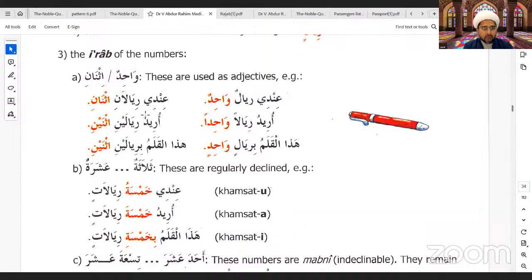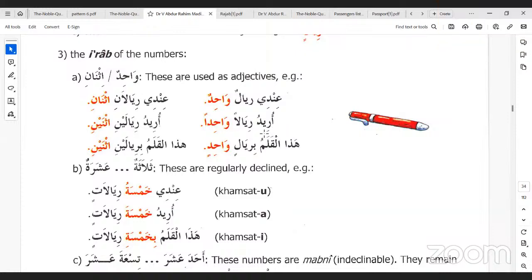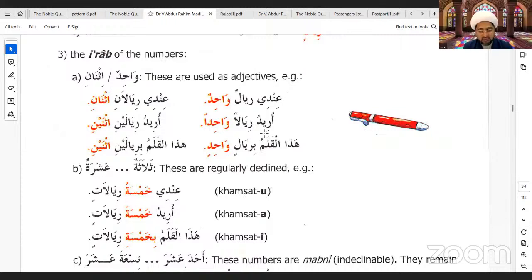And then same in this case, realani ithnani. We're talking about number 2. I have 2 real. In the second example here now, uridu realan wahidan is changed from realun wahidun to ريالا واحدا. Why? What do we have in the beginning? Because it's I want, which is a verb. Exactly. Well done. It's a verb, and the doer of the verb is I, and ريالا واحدا is the object.